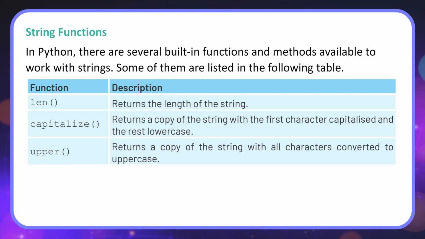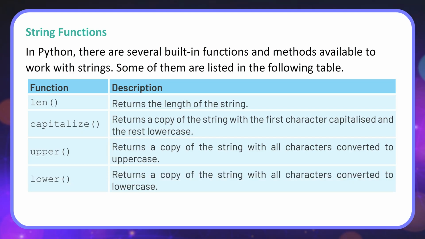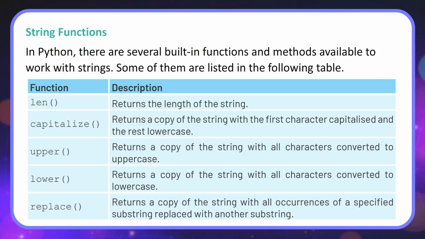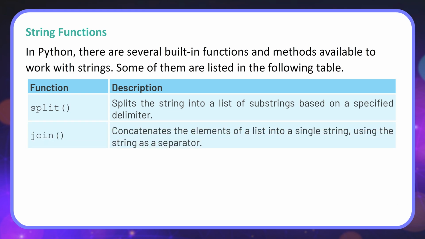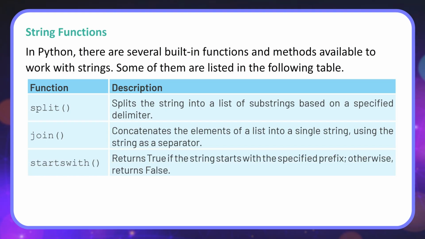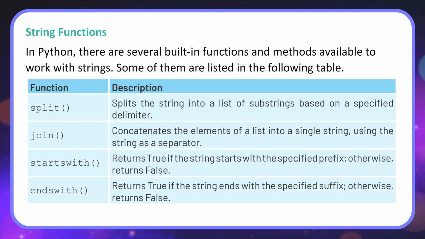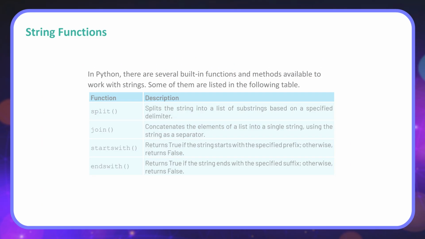upper returns a copy of the string with all characters converted to uppercase. lower returns a copy of the string with all characters converted to lowercase. replace returns a copy of the string with all occurrences of a specified substring replaced with another substring. split splits the string into a list of substrings based on a specified delimiter. join concatenates the elements of a list into a single string, using the string as a separator. startswith returns true if the string starts with the specified prefix, otherwise returns false. endswith returns true if the string ends with the specified suffix, otherwise returns false.